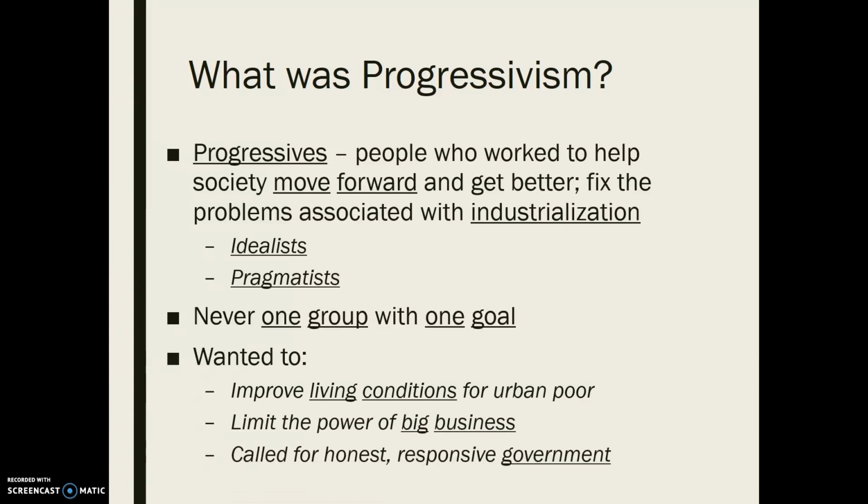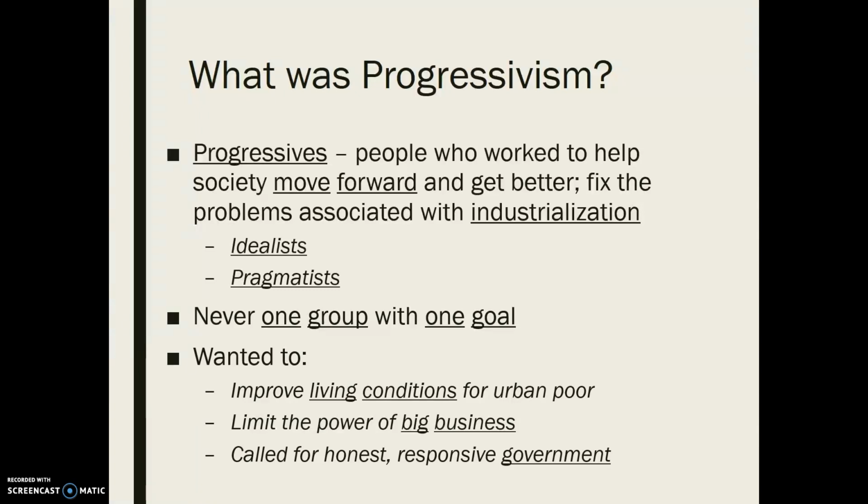Some big picture goals that progressives wanted to have was improving the conditions of the urban poor. We talked about the tenements and certainly those, and even labor unions. Those areas are in need of a certain amount of focus.